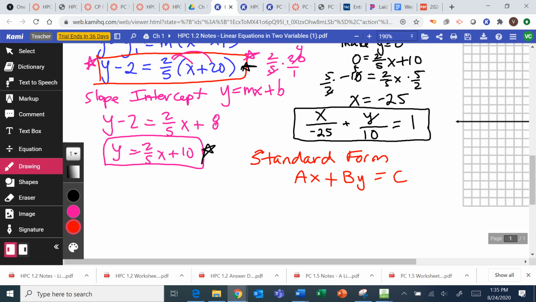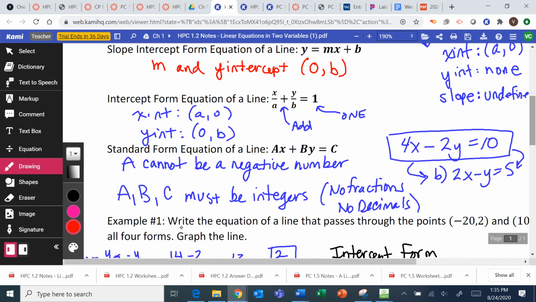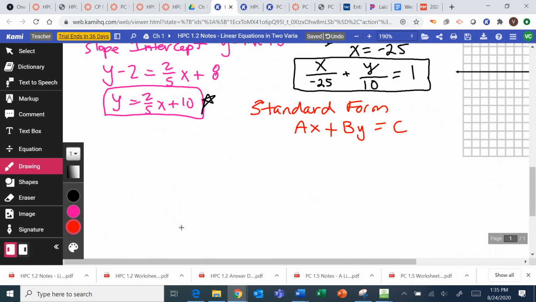All right, so we already have the x in the correct place. We already have the y in the correct place. But we can't have fractions. And if 25 is on the bottom, that is a 1 over 25, or negative 1 over 25. So this is a fraction right here. Also, with standard form, the a value cannot be negative. And right now, in intercept form, the a value is negative. So we got a few things we can take care of.